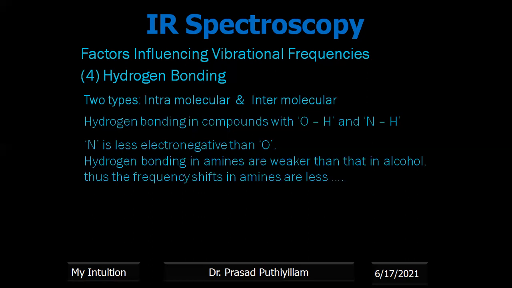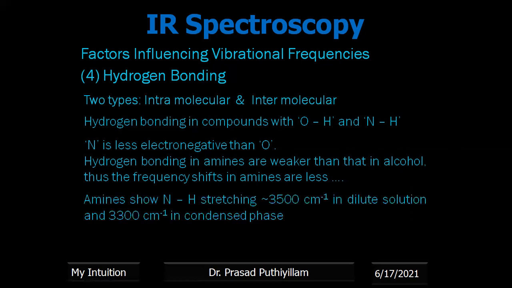The molecule which contains an NH bond is an amine, and it may be a primary amine or a secondary amine. In a tertiary amine there is no NH bond, so only primary and secondary we can take as examples, and the hydrogen bonding is weaker than that in alcohol. Thus the frequency shift in amines is comparatively less.